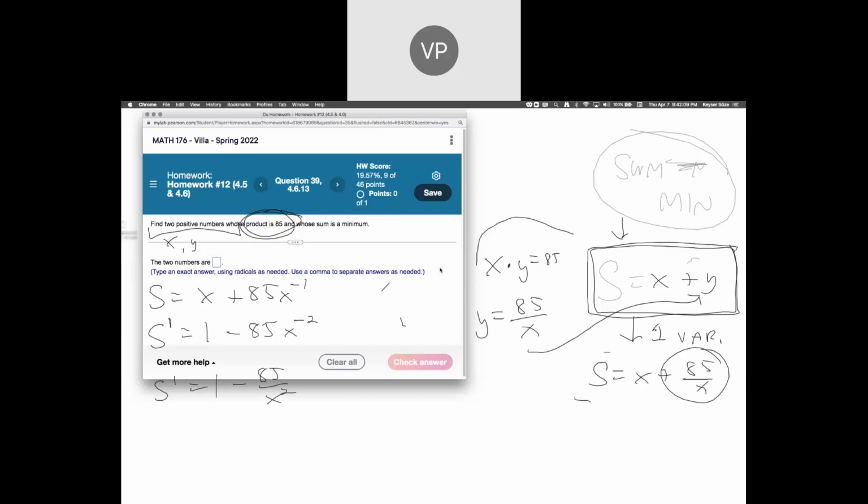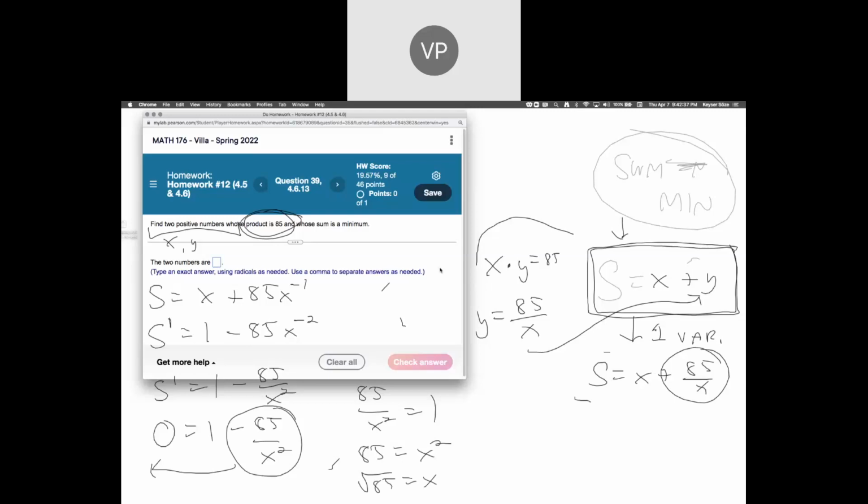Then the next step, set the derivative equal to 0 and solve for x squared, or solve for x. So now I get 85 over x squared equals 1. Everyone see what I did here? Take this, and I move it over to the left. That's why it becomes a positive. So 85 equals x squared. x equals the square root of 85.